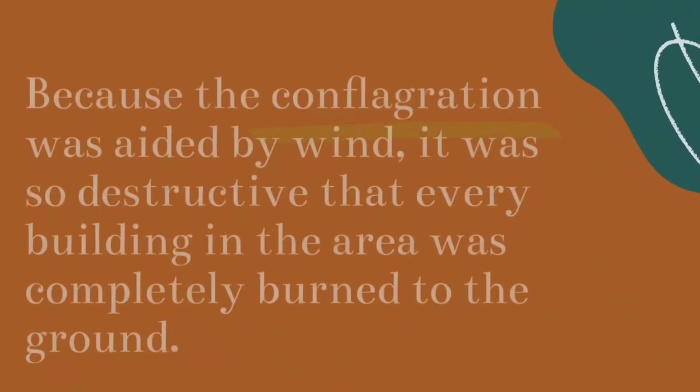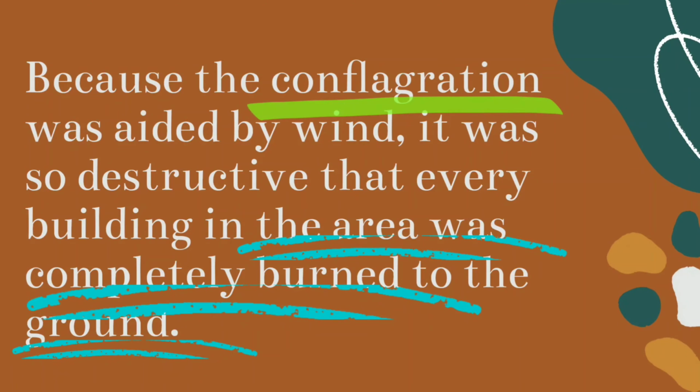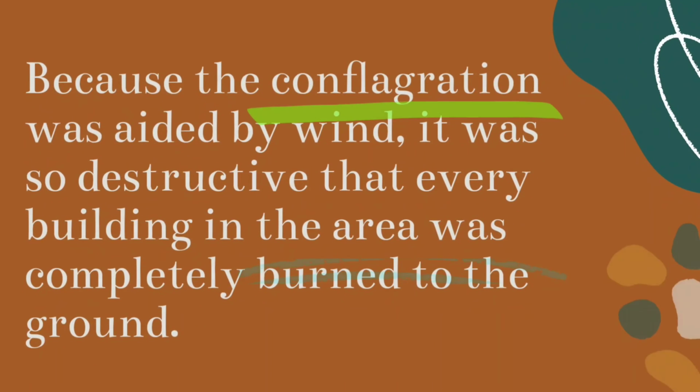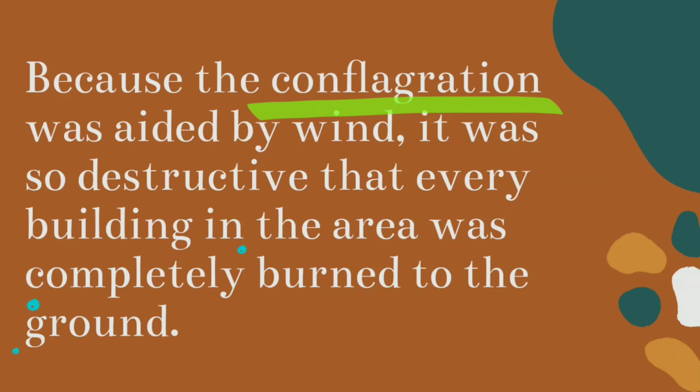Let me give you some examples. Because the conflagration was aided by wind, it was so destructive that every building in the area was completely burned to the ground. With the cause and effect type of context clue, the hint could be in the cause or in the effect. In this sentence, we need to guess the meaning of the word conflagration, which is the cause. What was the effect? Every building in the area was completely burned to the ground. So, conflagration means fire.